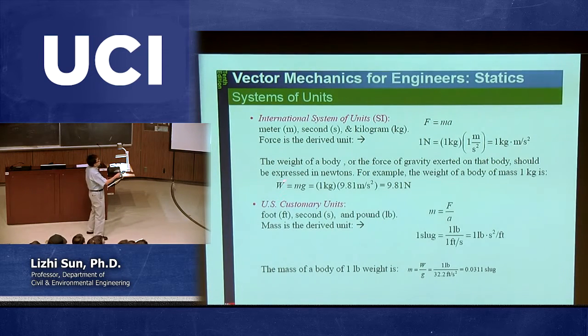If you want to treat the self-weight as a force, then you need to multiply with 9.81. But for the U.S. system, you don't need to, because in the U.S. system the self-weight is in terms of pounds, and the pound itself is the unit for force. So that's why you don't need to. That's only for the international unit.